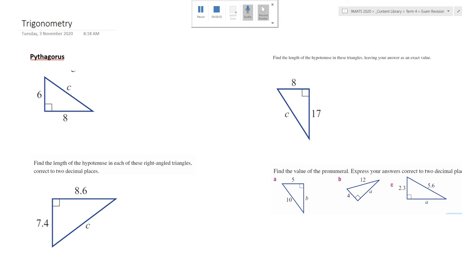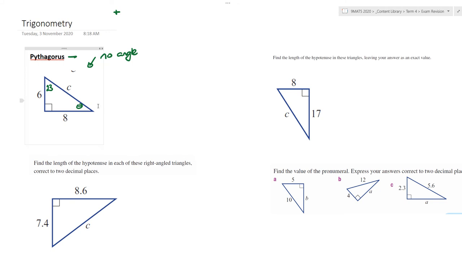Hi, this is a video to go through the revision for trigonometry. Alright, so what we looked at in class is Pythagoras. We have a look at the triangle we're looking at, and if we are not looking for an angle, so there's no theta in here and there's no number written in here, that we've only got numbers, then we know we're looking for Pythagoras.